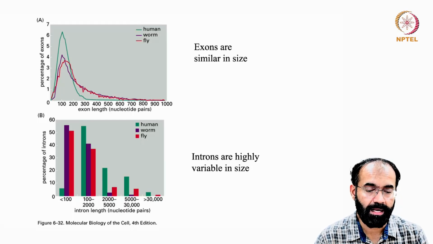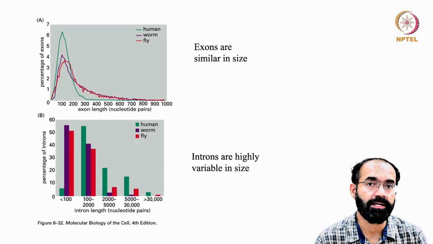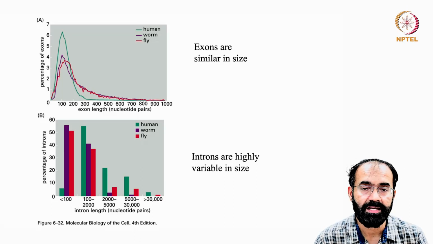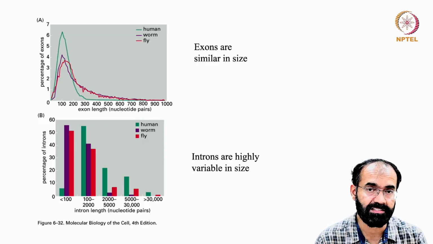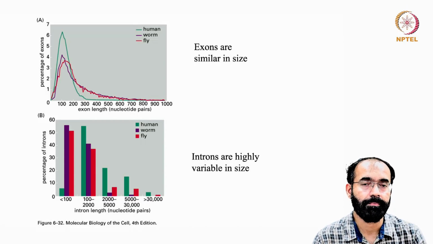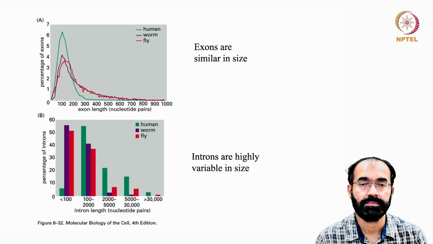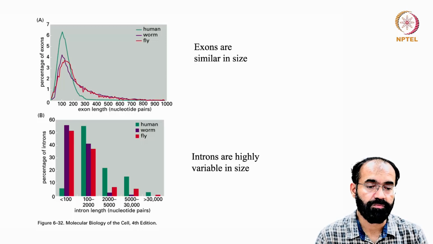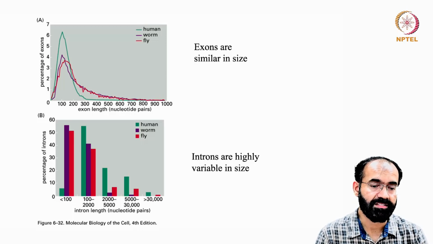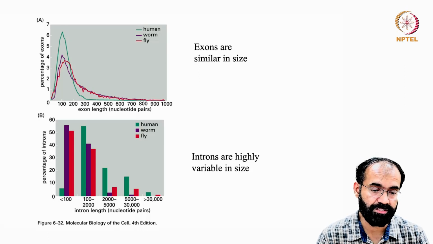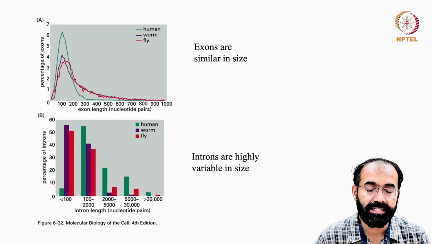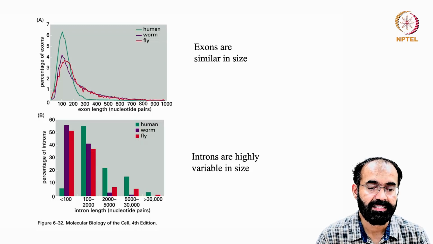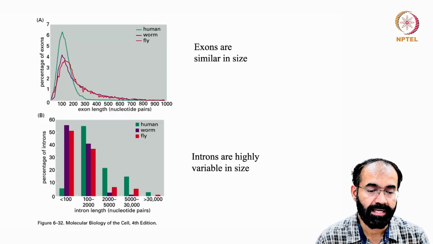So let us now compare exons and introns. Are the exon sizes conserved, or are the intron sizes conserved, etc.? Looking a little bit more into detail at their conservative nature. In the y-axis of this top graph A, you can see the percentage of exons, and in the x-axis you can see the length of the individual exon in nucleotides.